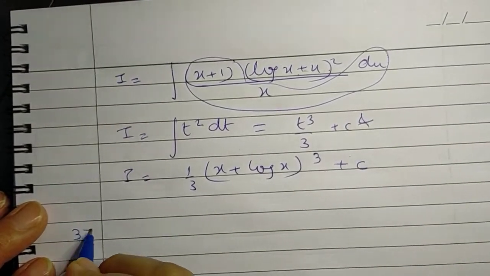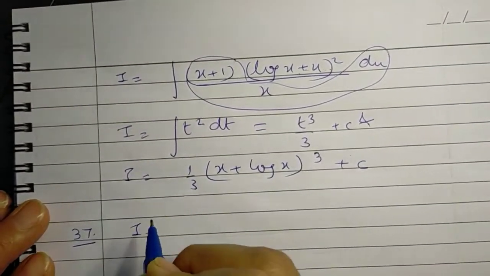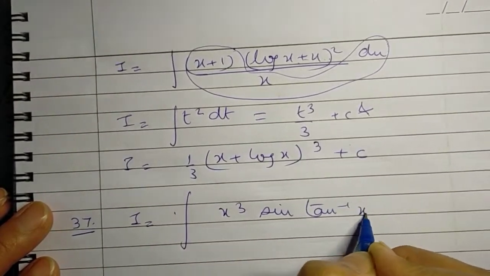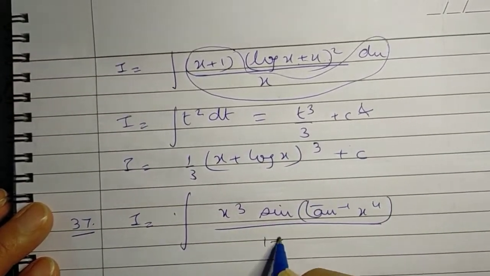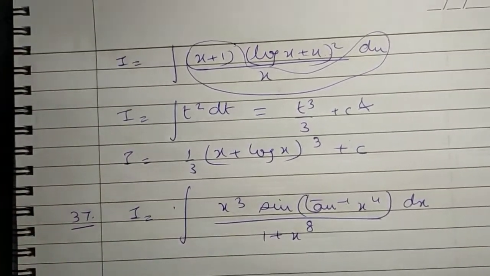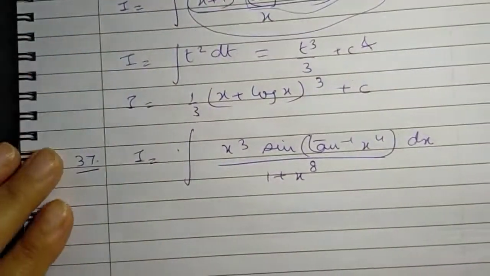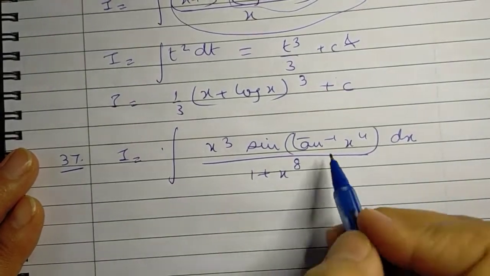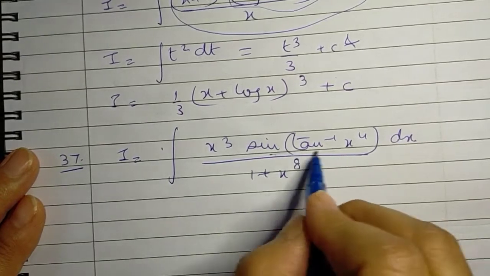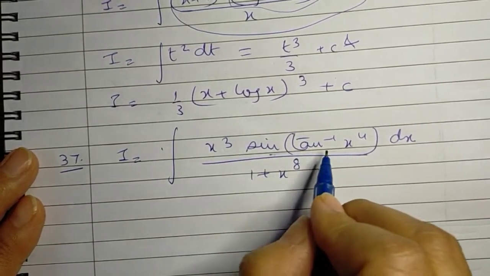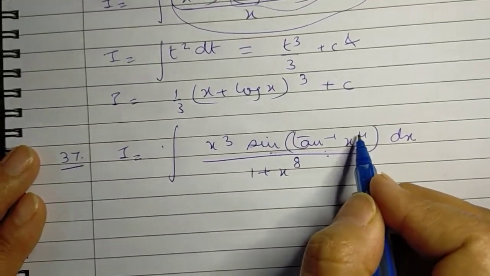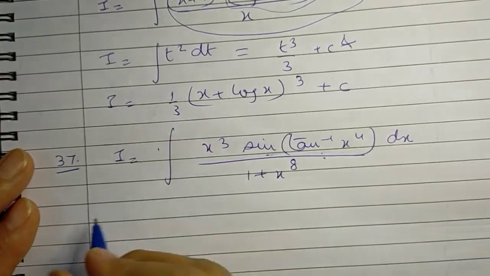Now the next one is the 37th, which is x cubed sine of (tan inverse x^4) upon 1 plus x raised to 8 dx. Again, it looks to be a very difficult question, but again, ground rule, let's do it step by step. Try to look for a function which is a function of a function, and out of this the inner function is this one. So now let's put this as t.